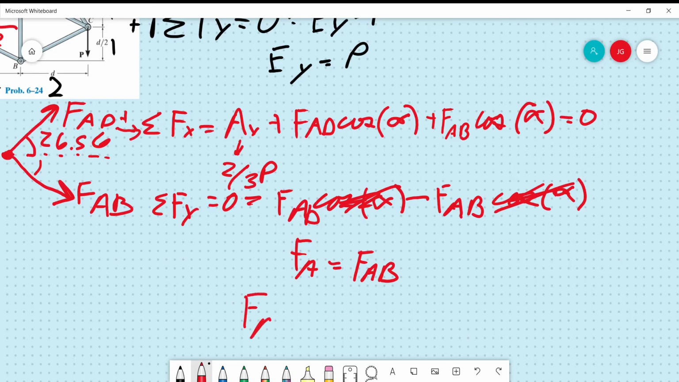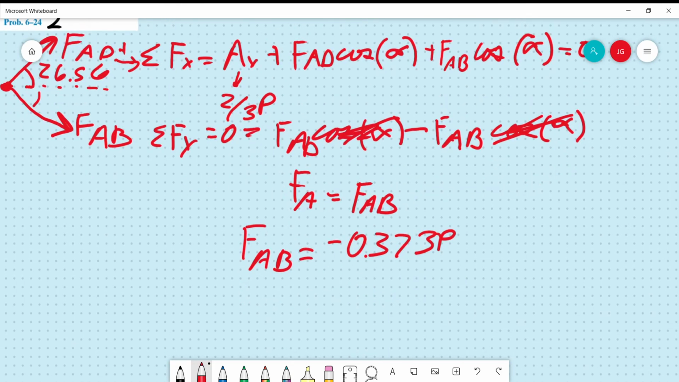And once you do that, you can find out FAB is going to be equal to negative 0.373 P. And since FAD and FAB are the same thing, I'm just going to go ahead and write this. That means this is going to be compressive. So the maximum allowed for these two forces is going to be that 3 kilonewtons.